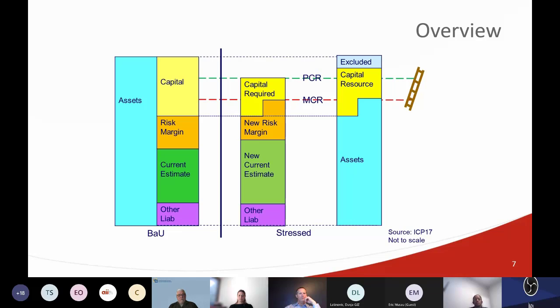One is the top one, the PCR, which has the green dotted horizontal line, and that's the higher of these control levels. And it should be set at a level where the supervisor would not generally intervene in the company on capital adequacy grounds. It might intervene on other grounds, but not on cap ad grounds. And the PCR should include the full capital requirement. You notice that the green dotted line goes across the top of the required capital in the third column.